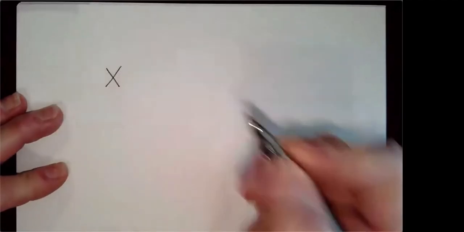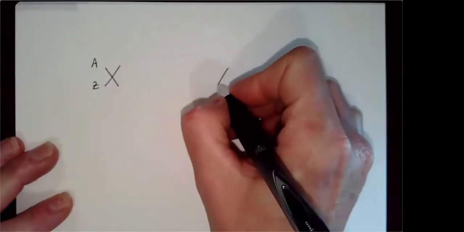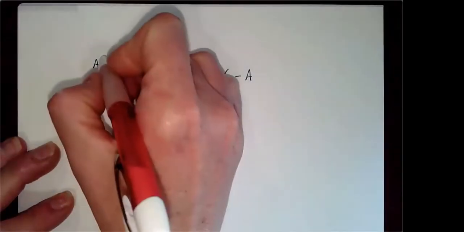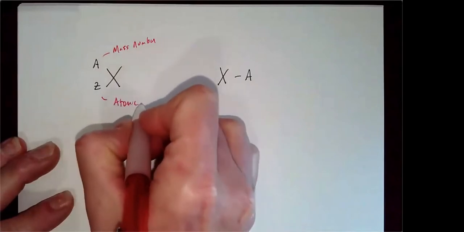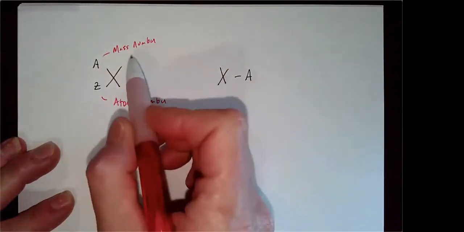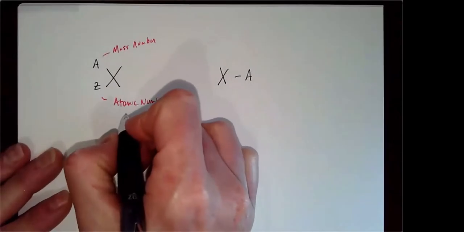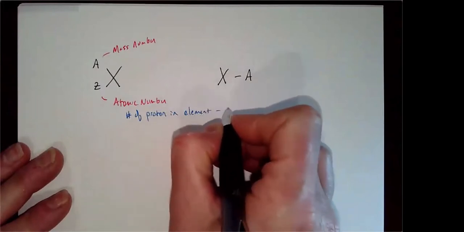We have a shorthand notation for that. So if I just have element X, I can have a number here and a number here. And so oftentimes you'll see isotopes written this way, or you might actually see them written this way. A here is your mass number, and Z is your atomic number. And these are different. So your mass number is going to be unique to the isotope. Your atomic number is going to be unique to the element. So the atomic number is the number of protons in the element, in this case in element X.